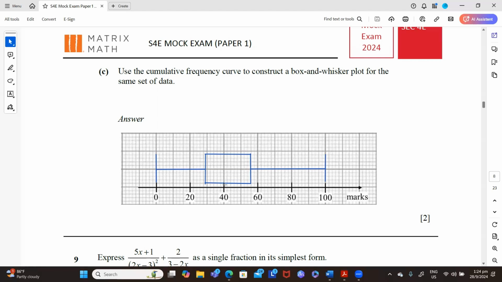Okay, so now once we're done with this, measure your median. Your median is 43, right? As we calculated earlier on, so it's 42. So draw a line here, indicating that this is your median. This is your box and whisker. Okay, now let's move on to question 9.